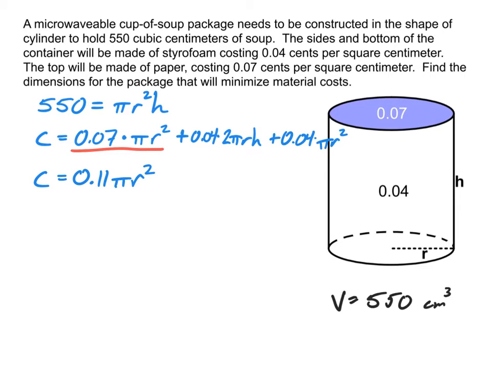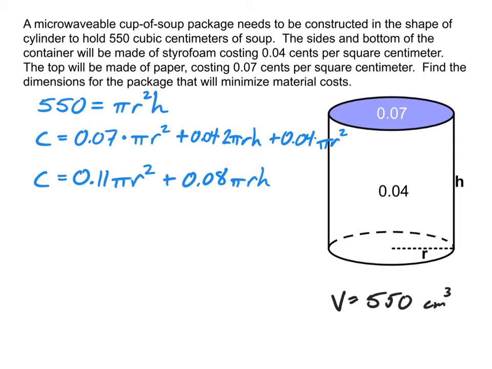And that would give me 0.11 pi r squared. And then plus, for this next equation here, I've got this 0.04 times 2. I could actually simplify that part of it and turn that into 0.08 pi r h. All right, that's at least a little bit better.